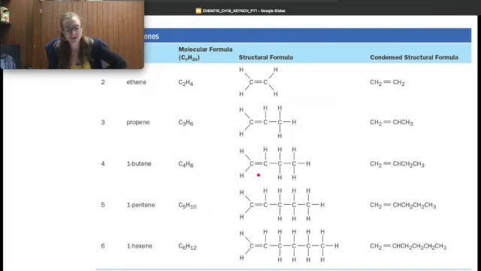So what I'm saying is, if you compare the structure here of butene to the condensed structural formula, what you see is CH2, there's the double bond, CH, CH, CH2, CH2, and we have a CH3 group here on the end. So that's what it's trying to tell you with the condensed structural formula.